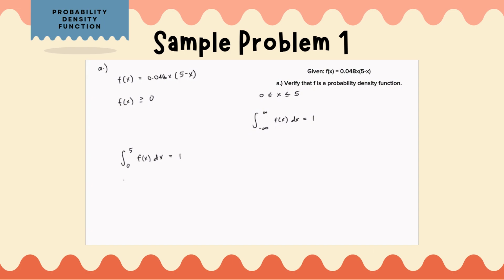So let's integrate 0.048 times (5 minus x) dx from 0 to 5, and let's see if it's equal to 1. So the first thing that I'm going to do is move this constant to the front, and then I'm going to distribute x to 5 minus x. So it's going to be 5x minus x squared.